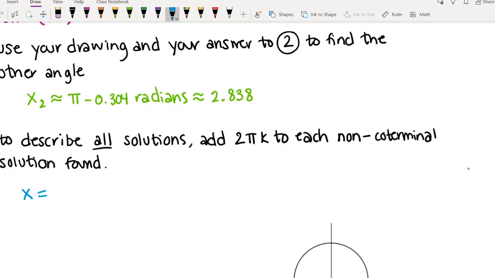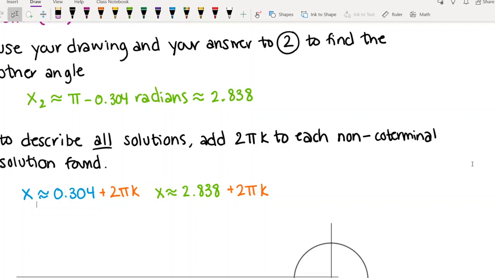But here we can just say x is equal to 0.304 plus 2 pi k. And then the other solution we found is x is approximately equal to 2.838 plus 2 pi k. So in some ways, it's very similar to the process from yesterday. It's really just this new thing of using a calculator and then being able to interpret in your drawing what am I finding on the calculator and how can I find the other angle?